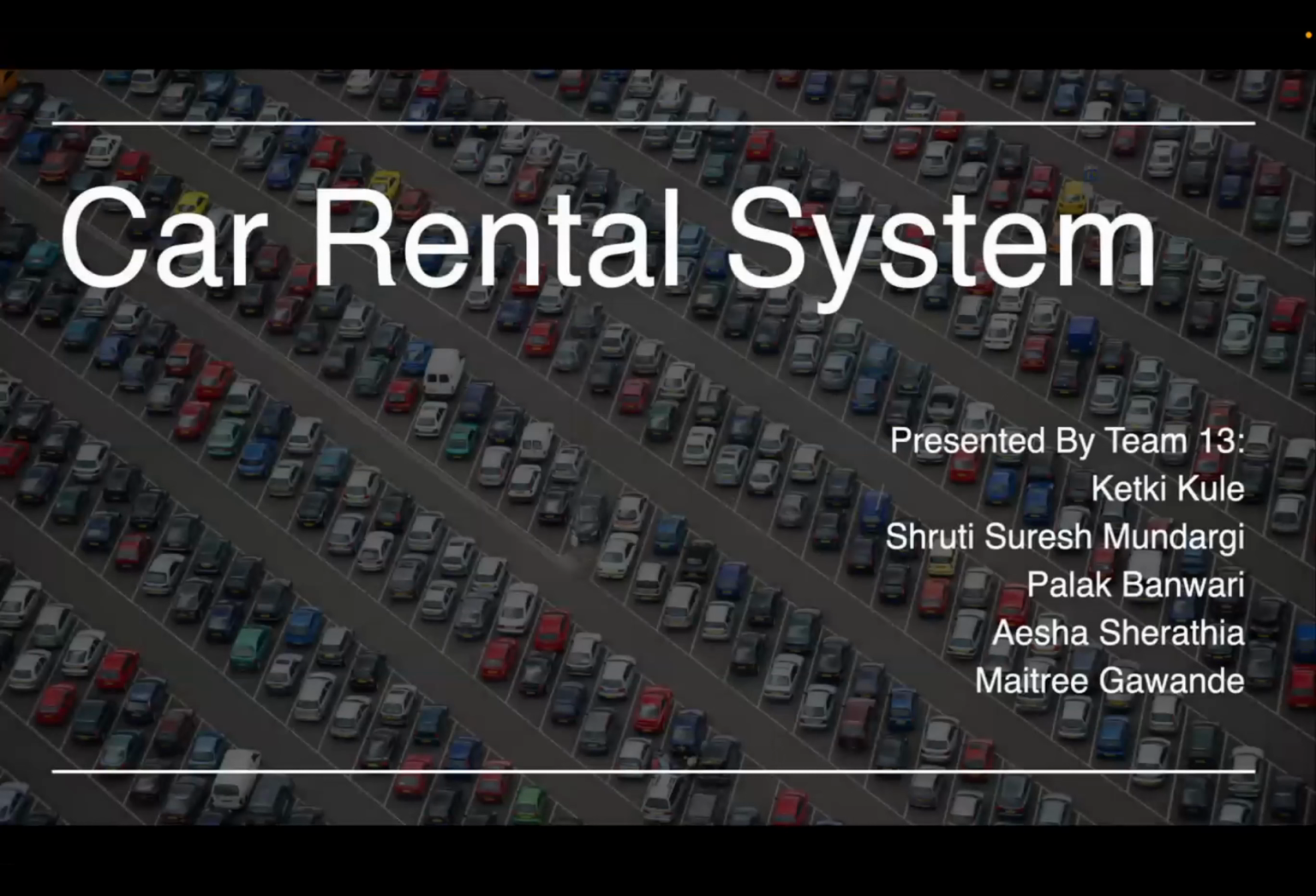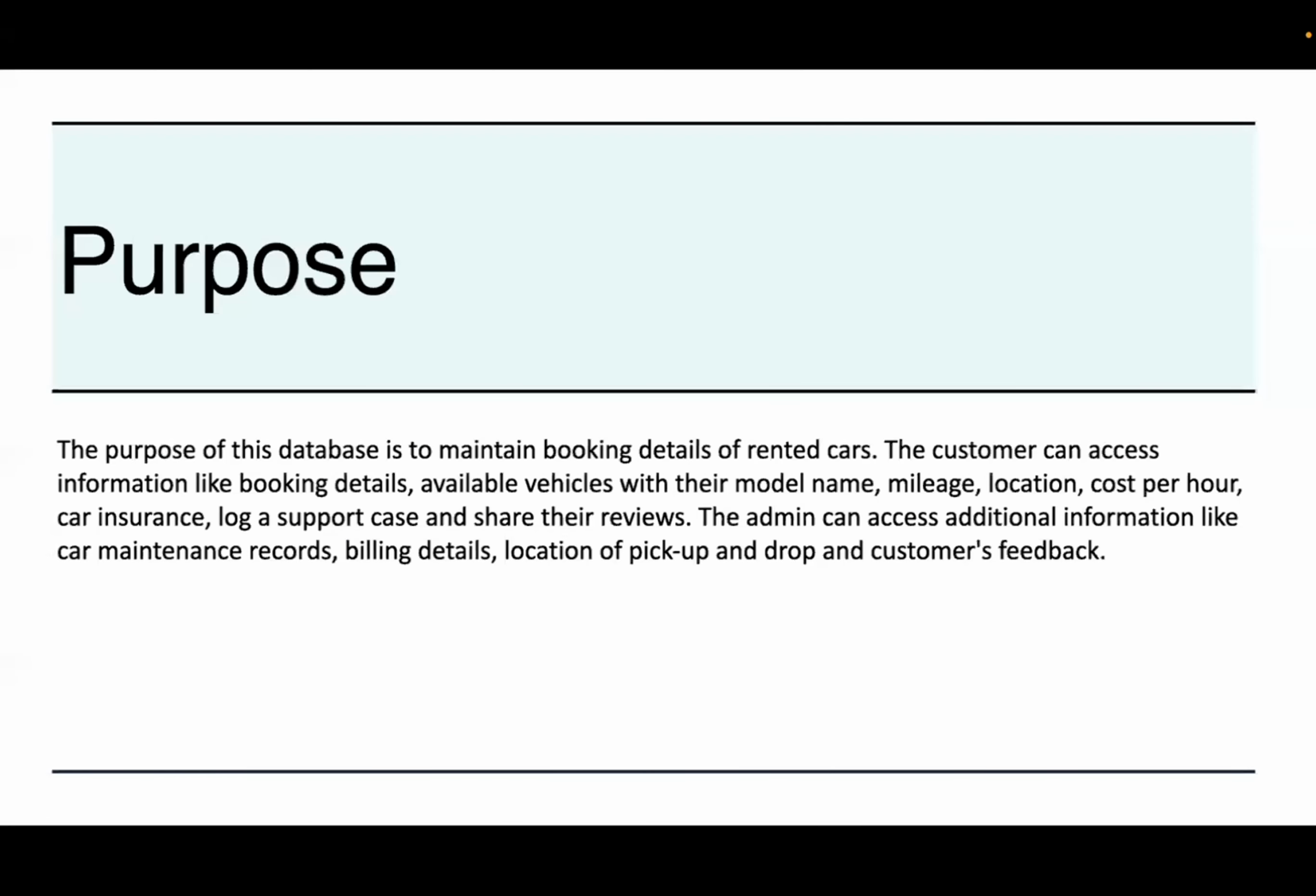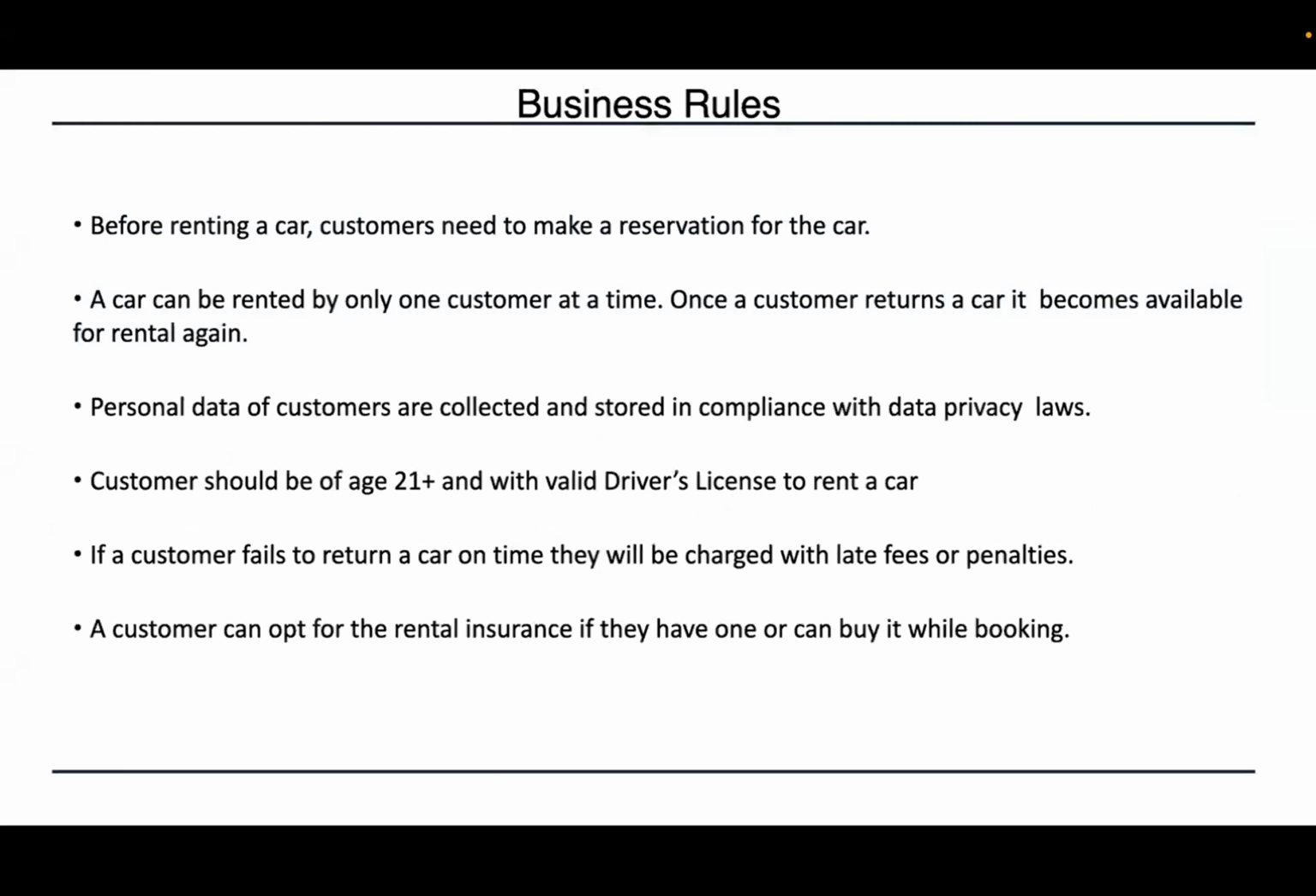Okay. Hello everyone. We are team 13 and our database topic is car rental system. The purpose of the database is to maintain all the booking information of the rented cars, where customers can access all the information of available vehicles along with their models, and admin can access additional information of vehicles along with customers' feedback. So the business rules are: a customer should be a minimum of 21 years of age with a valid driving license to make a reservation before renting a car.